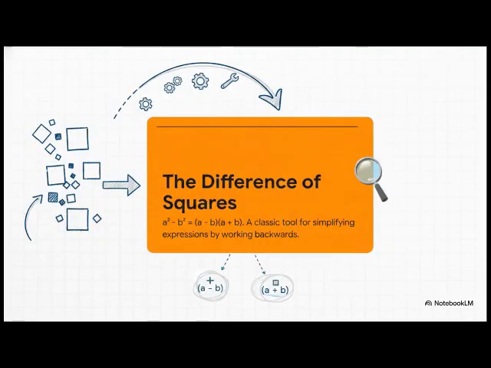And for our third core tool, we have an absolute classic, the difference of squares. Now, this one is really cool because it lets us work backwards. Anytime you see one squared thing minus another squared thing, you instantly know you can break it down, or factor it, into (a − b)(a + b). This is a game changer for deconstructing problems into simpler little pieces.